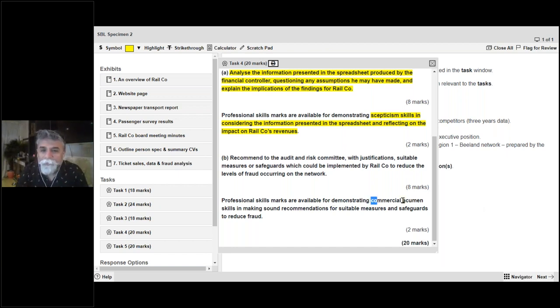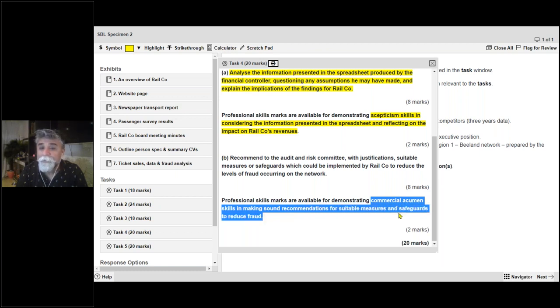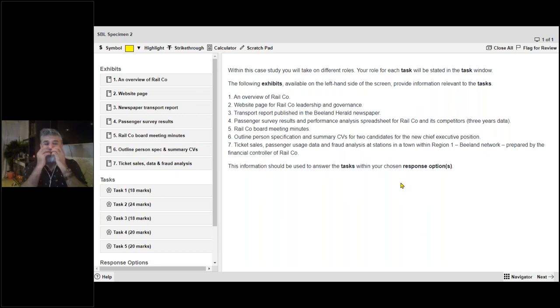The professional marks are for commercial acumen, skills in making sound recommendations or suitable measures. So do you think we demonstrated some business understanding in this? Absolutely. Whatever you guys were suggesting showed that you understand the railway business and you're able to give relevant things. An accountant is not able to do all these things. He would say, if there is a passenger without ticket, please debit his account. That's what an accountant will say. Okay, right. Excellent. All right, guys.